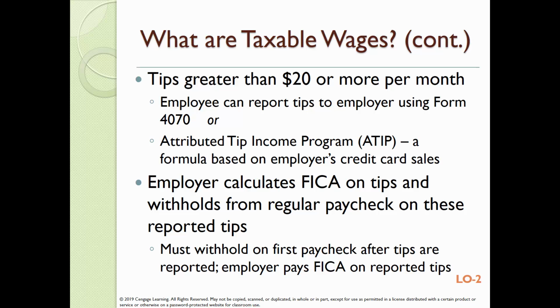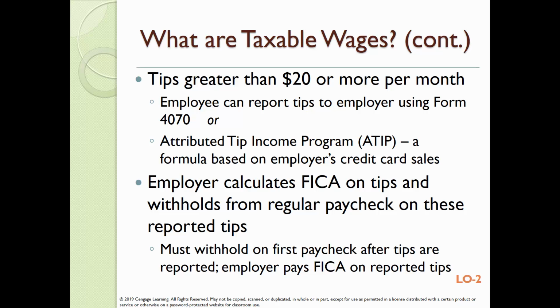Okay, here's the whole other layer. The law says that if you're a large employer, meaning that you employ 10 or more people, you have to assure that everybody reports 8% of their gross sales as tips. And if they don't do that, you have to allocate tips. What the heck does that all mean?